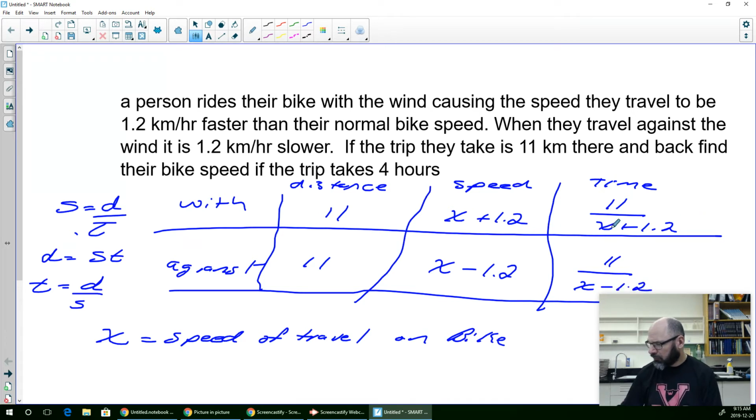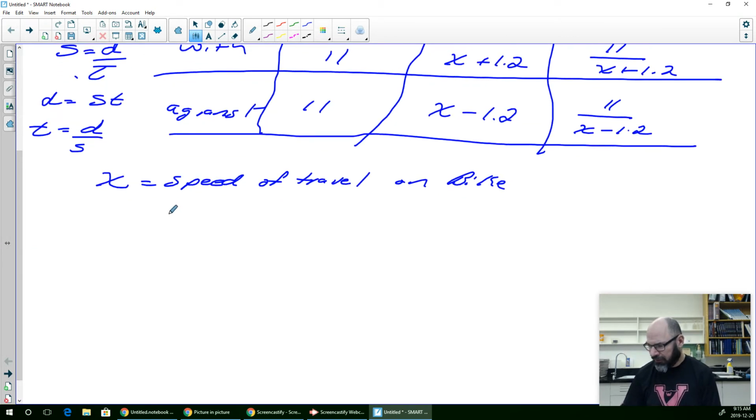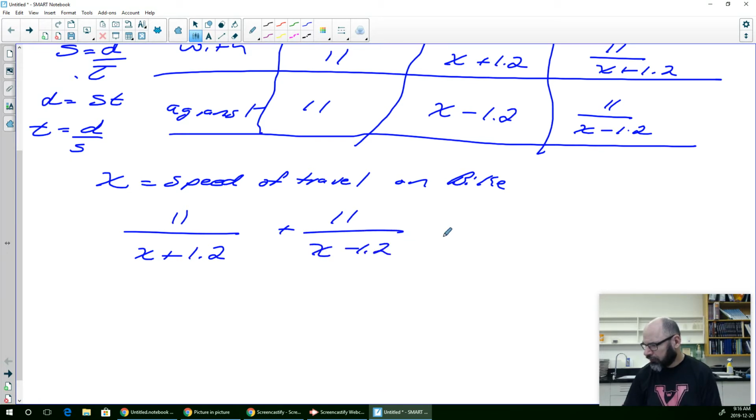Okay, and this is the one that we want to work with, the time, because we know his total time is 4 hours. So if we add these two last things in the column, we know that it's going to take 4 hours. So we're going to say that 11 over x plus 1.2, plus 11 over x minus 1.2 is going to equal 4 hours of travel for the whole trip. Okay, so that's kind of how we solve it. So now we're just going to solve this using rationals.